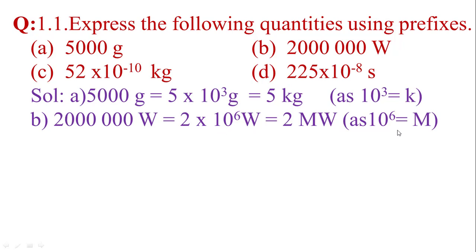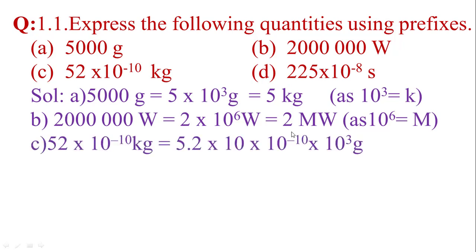We know that 10 raised to power 6 is equal to mega. Then putting the value, it is 2 megawatt. In part C, 52 multiplied by 10 raised to power minus 10 kg, the decimal place moves from this point to this point. We can write 5.2 multiplied by 10 raised to power 1, and it is already given that 10 raised to power minus 10, and 1 kg is equal to 10 raised to power 3 grams.